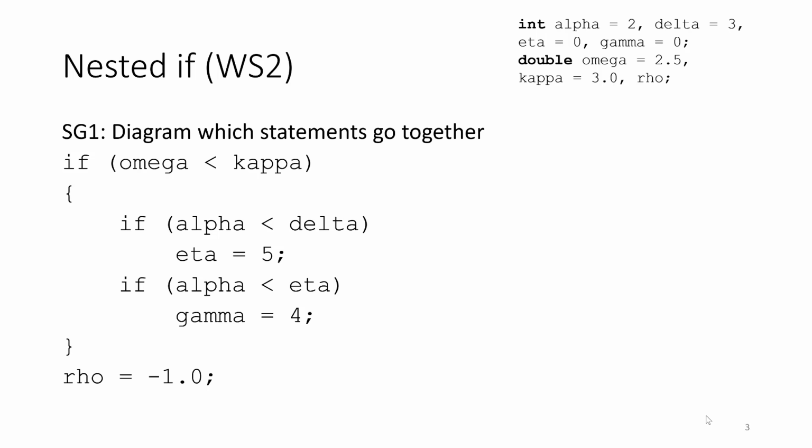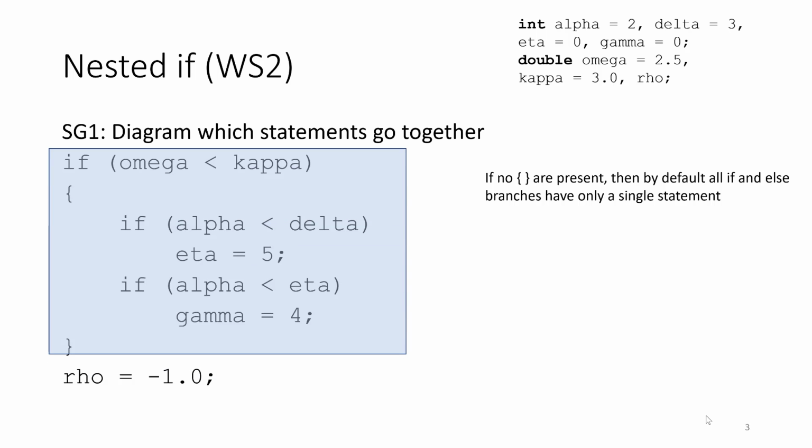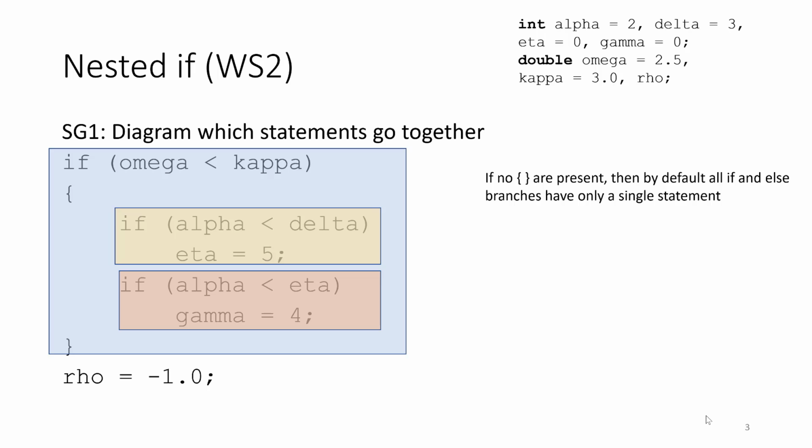Subgoal 1 says to diagram which statements go together. Remember, in Java, if there are no curly braces, then by default, if and else only get one statement. For the if statement here of omega less than kappa, we have curly braces, so we note that that is one block. Inside that if block are nested if statements. Each of those if statements do not have curly braces, so they each get one statement apiece. Following the outer if statement is a single assignment statement for rho to get the value of -1. Note that that's the next sequential statement.